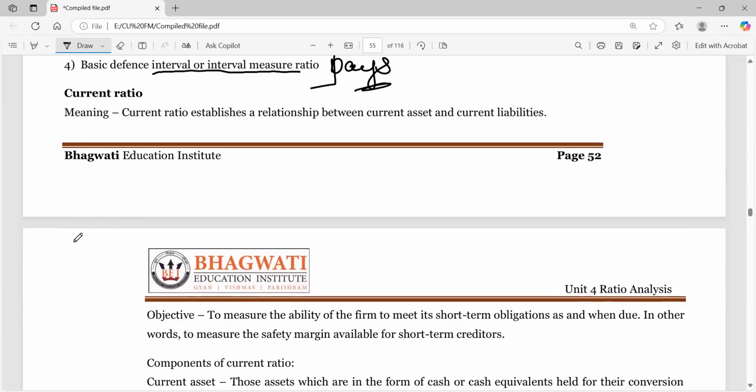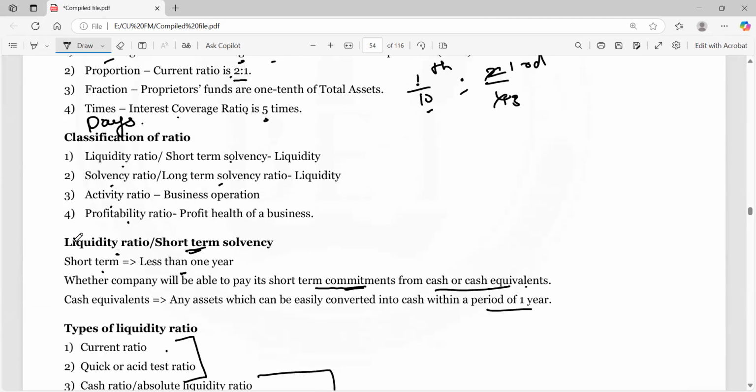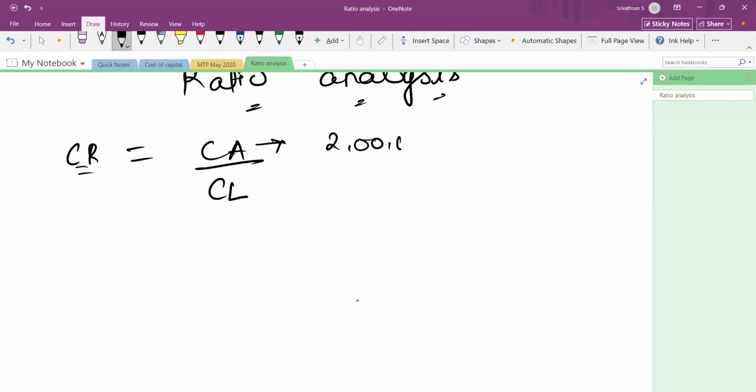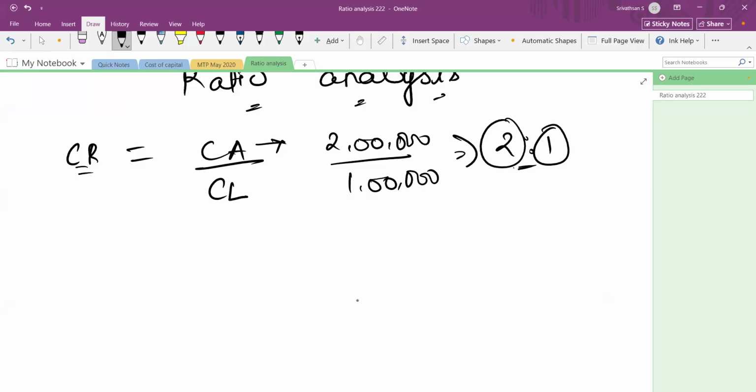So first current ratio, you all know, right? So what is the formula for calculating current ratio? Current asset by current liability. Current ratio is equal to current asset by current liability. For example, let's say current asset is equal to 2 lakh and current liability is equal to 1 lakh. So how do we express this ratio? 2:1. And what does it mean? How to interpret this ratio? For every 1 rupee of current liability, there is a current asset of 2 rupees. It means that the company has sufficient amount of current assets to pay off their current liability. Clear?